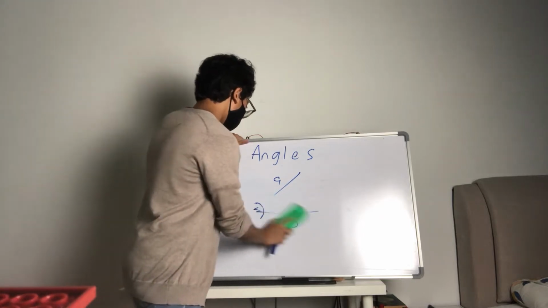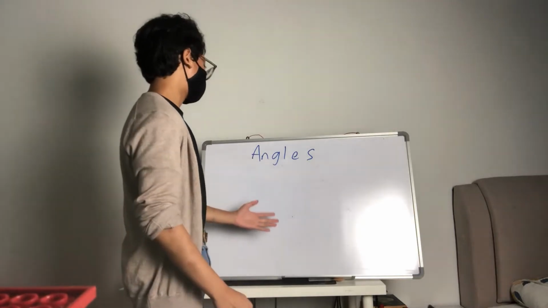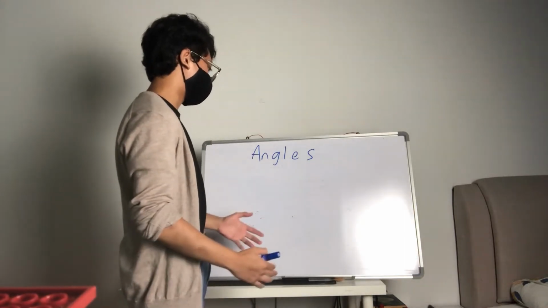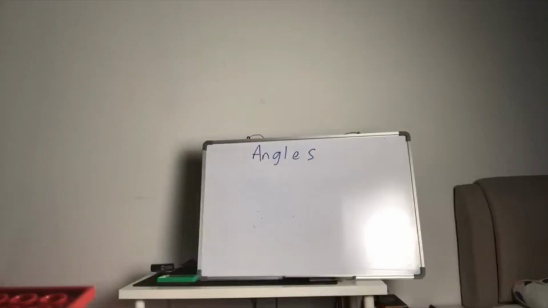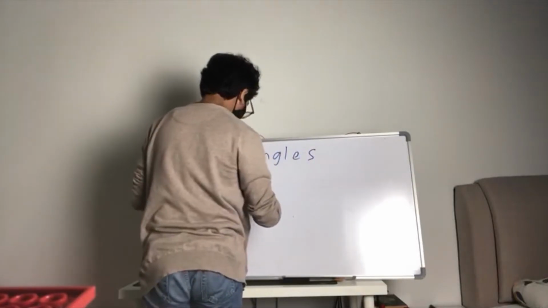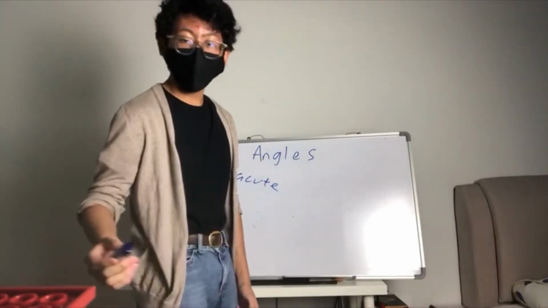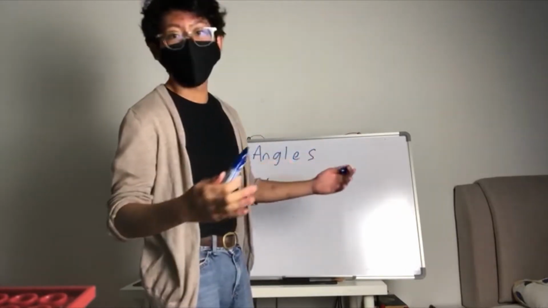meet. We students measure angles using a tool called a protractor. We use a protractor to measure the angles of a shape. There are 5 types of angles. First, there are the acute angles. Acute angles are angles that are below 90 degrees.